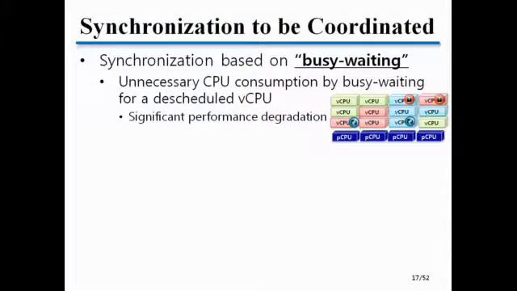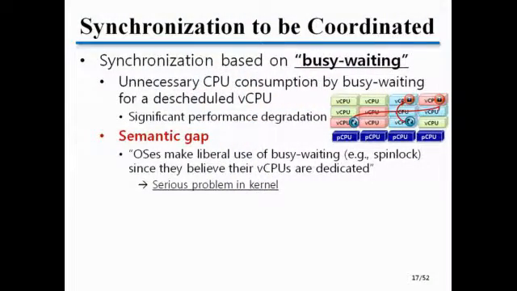So first of all, we should be able to find out what types of synchronization really need coordinated scheduling. In general, busy waiting-based synchronization has been a well-known source of performance degradation because, like in this figure, the CPUs can be unnecessarily occupied by busy waiting for offline vCPUs. This problem is very serious, especially in the kernel space, because many operating systems make liberal use of busy waiting, such as spin locks, believing their vCPUs are totally dedicated to them.